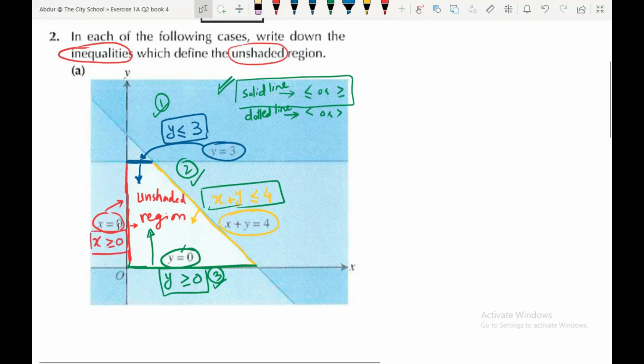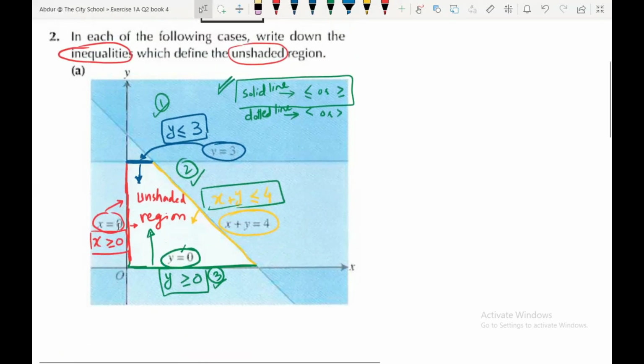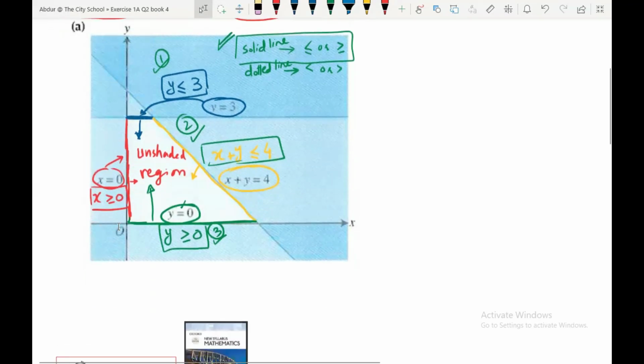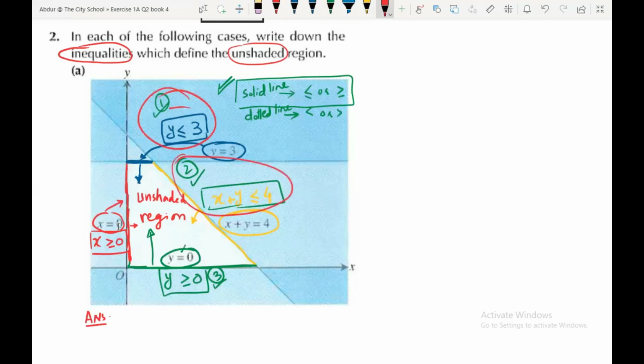And now this is the answer. You have to write the answer for this question. The answer will be, now there are 4 inequalities. First one, second one, third one, and the fourth one is x greater than or equal to 0.